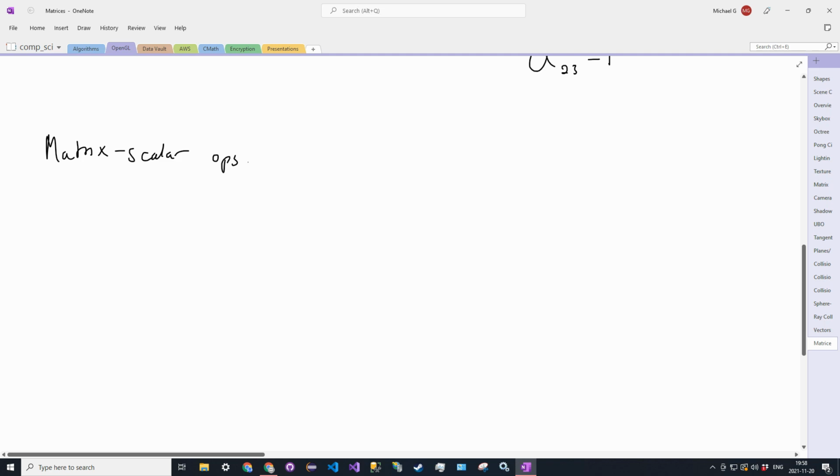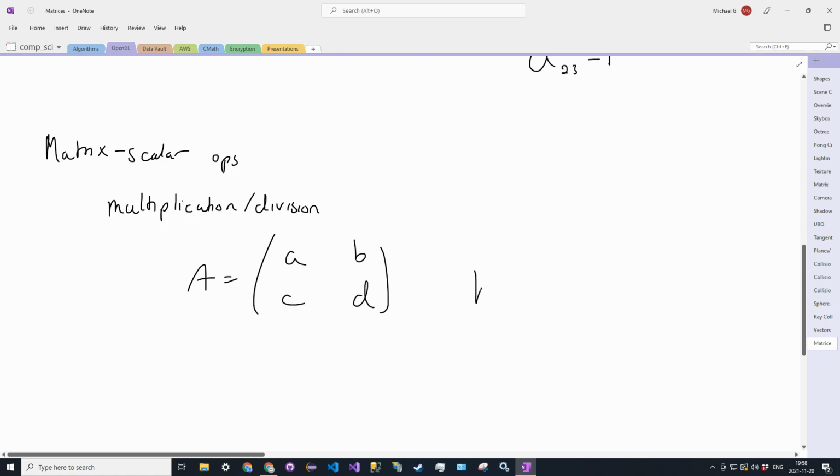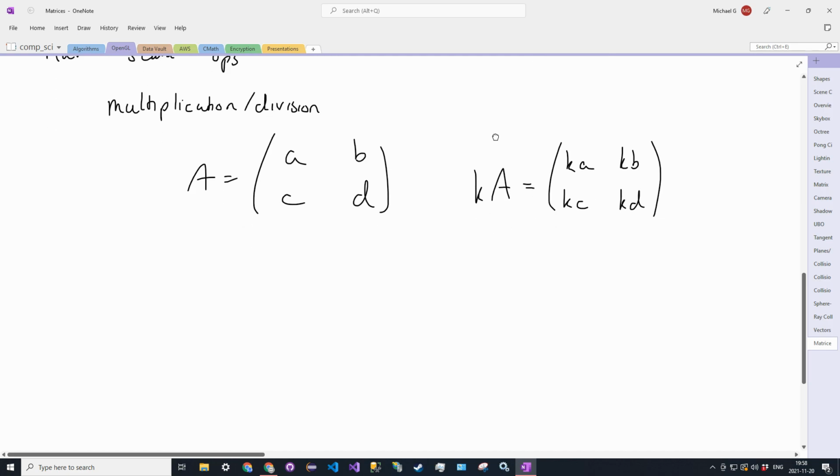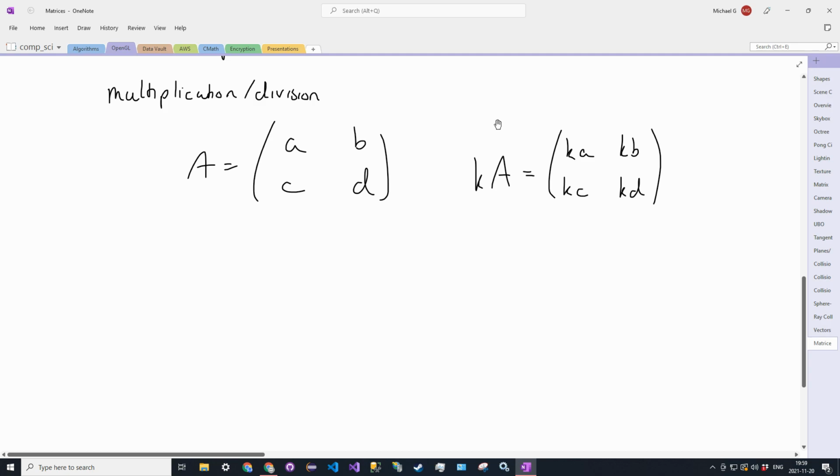For multiplication and division, it's pretty simple. You just multiply or divide each element by the constant. So for example, if we had our matrix A, I'll just use a 2x2 for now, A, B, C, D, the factor K times A is equal to KA, KB, KC, and KD. So pretty simple there. Now for addition and subtraction, there are two different ways you can do this.